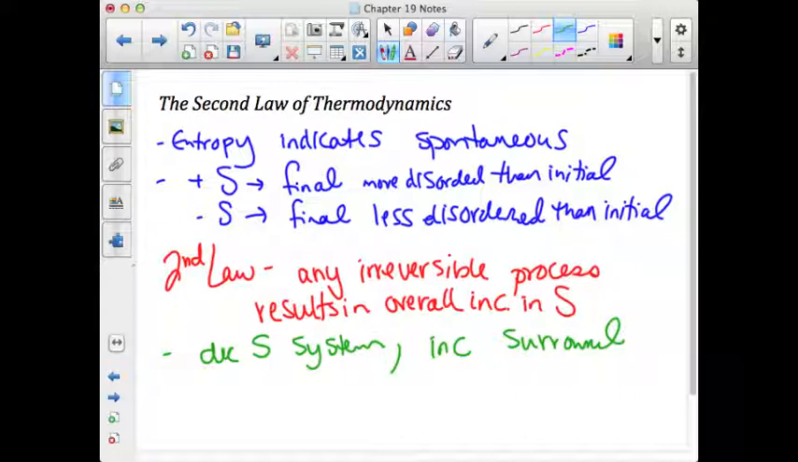Your system is whatever you're looking at. Your surroundings is whatever surrounds it. Whatever you dictate as my system, everything else is my surroundings.